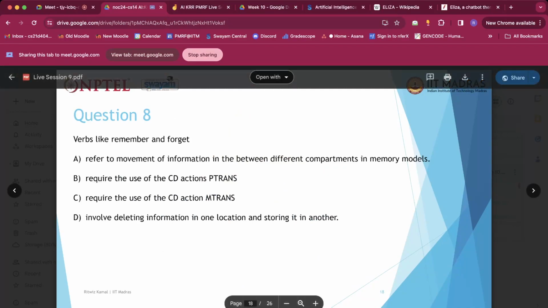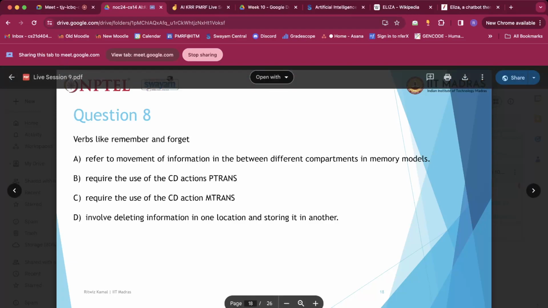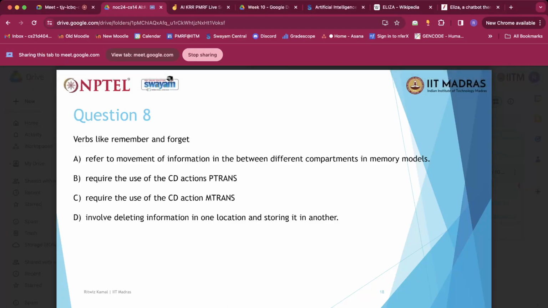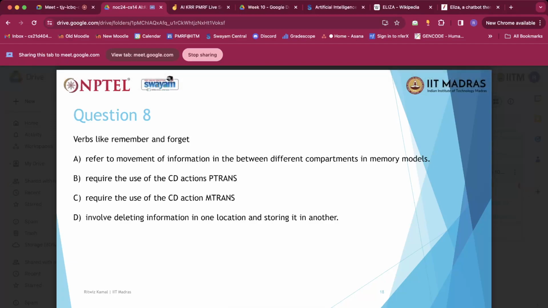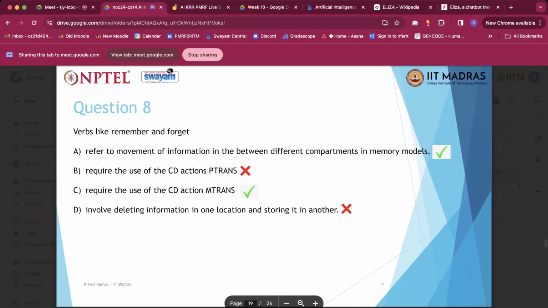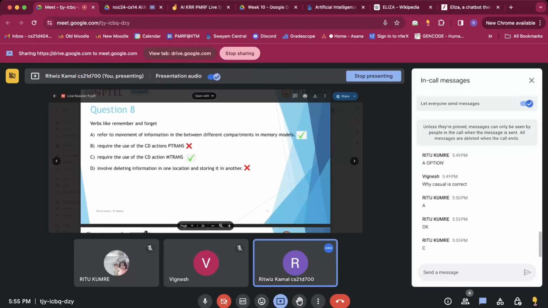Does it require the use of p-trans? No, because we are not physically transferring anything, we are just transferring mental information. So instead of p-trans, it requires the use of m-trans. Option D is also incorrect because it does not involve the deleting of information from one location. We are just transferring information from one location to another, right? So the correct options are options A and C. Okay, any doubts in the eighth question?